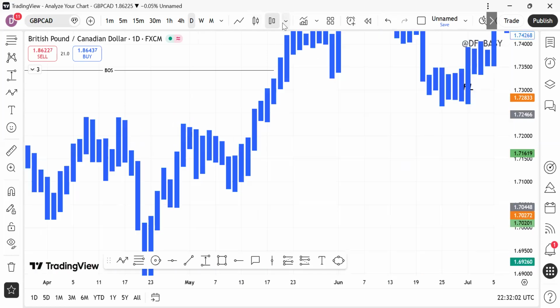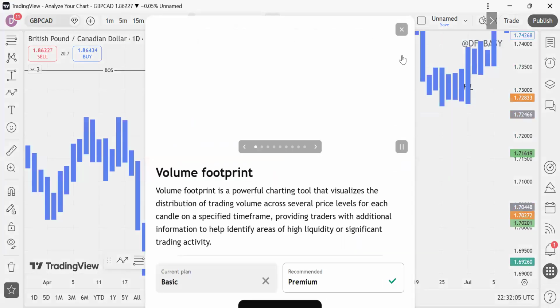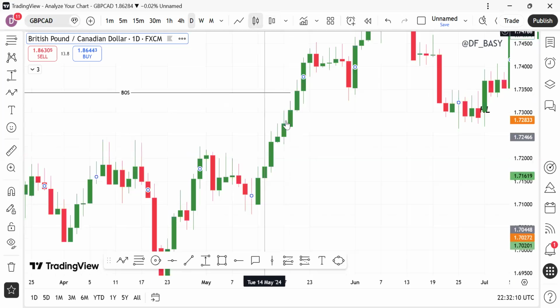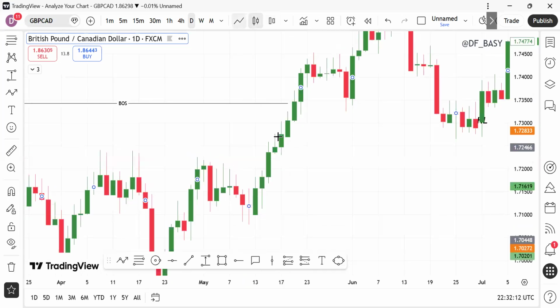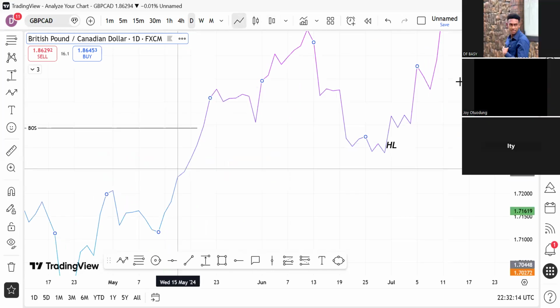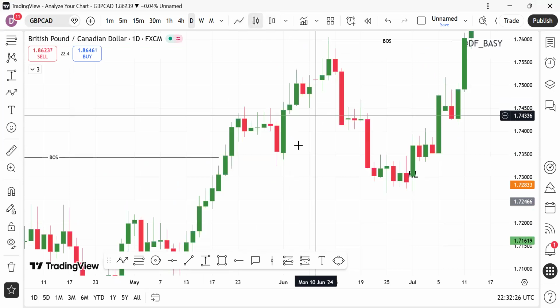So basically, the footprint chart is for premium. What I use is candlesticks and line chart. I use a line chart and candlesticks. Hope you guys are there. Okay, my network has messed up a bit too much, but nevertheless, I use a line chart and the candlestick. So these are the candlesticks.